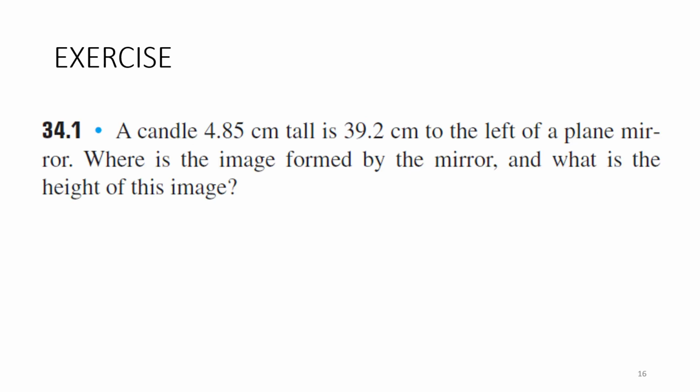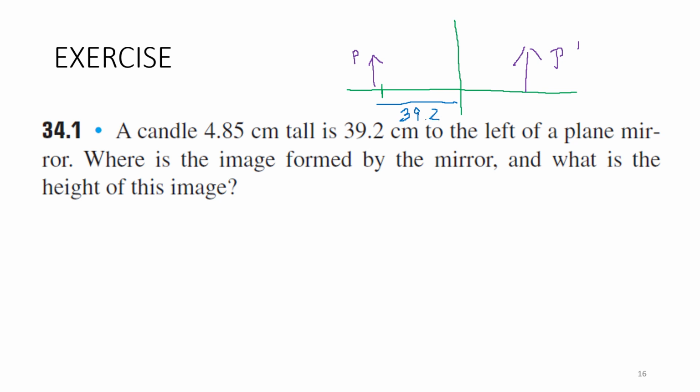So let's answer a quick exercise before we finish the lecture. A candle 4.85 cm tall is 39.2 cm to the left of a plane mirror. Where is the image formed by the mirror, and what is the height of this image? So if you were to draw that simple system, let's say that's the boundary, and then we have our object here. And then say that this height is 4.85, we call this point P. And then our P' should be roughly around here. So imagine that they have the same size. And then this distance is 39.2.